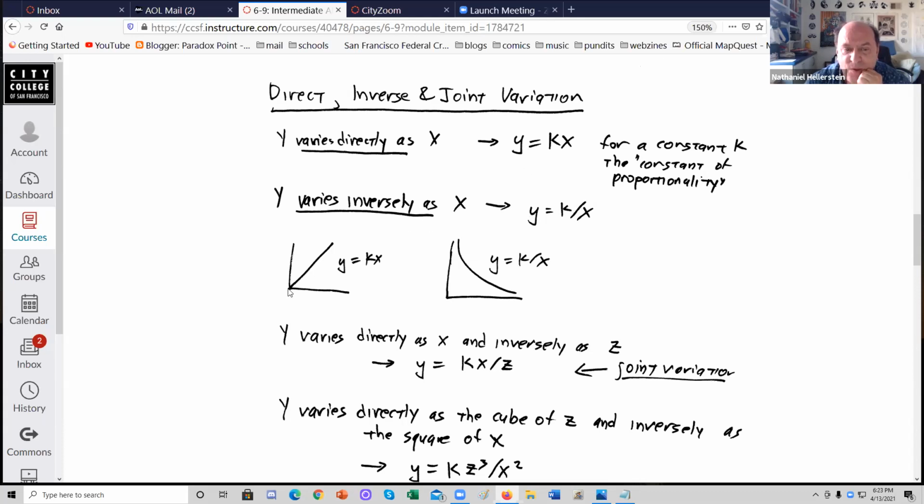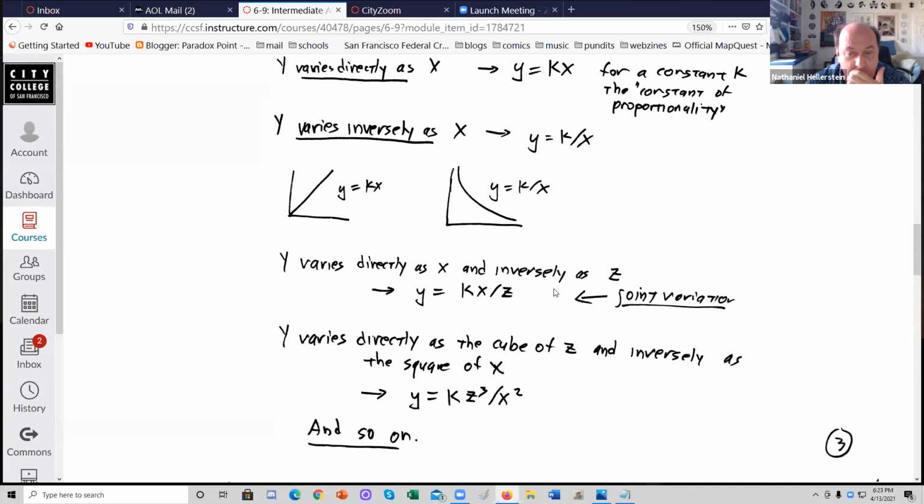y equals kx, its graph is a straight line through the origin with slope k. y equals k over x is this hyperbola, going to infinity at 0, to 0 at infinity. If you have more than one variable, then you can vary jointly. Here, y varies directly as x and inversely as z. Directly as x, x is in the numerator, inversely as z, z is in the denominator, and of course, there's a constant of proportionality k.